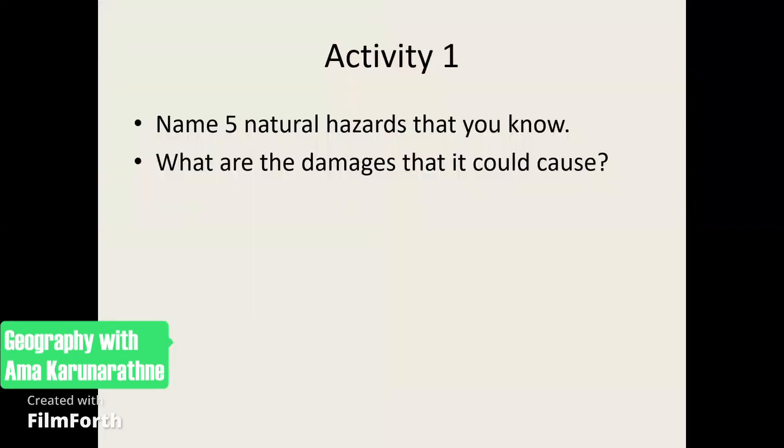So this is the activity that's given in the textbook. The first question was: name 5 natural disasters that you know and what damages they could cause. That's up to you to do. If you do it, you can email it to me, then I can correct it and send it back to you, or else you can answer these questions in the comments as well.